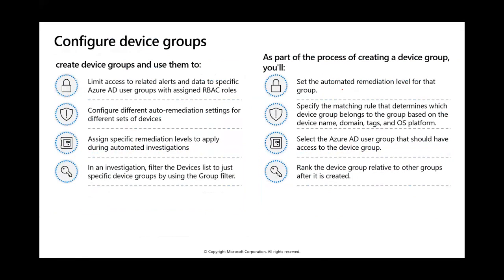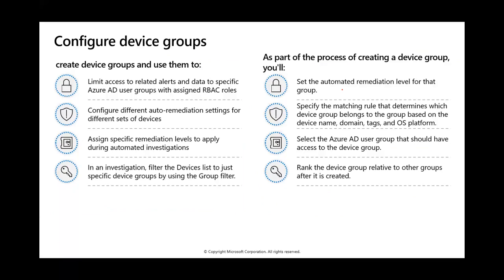In Defender for Endpoint, we can create device groups, and we can use them, for example, in an investigation, to filter the devices list to just specific device groups by using the group filter. We can also use groups to assign specific remediation levels to apply during automated investigations. Or we can use them to configure different auto remediation settings for different sets of devices, or to limit access to related alerts and data to specific Azure AD user groups with an assigned role-based access control role.